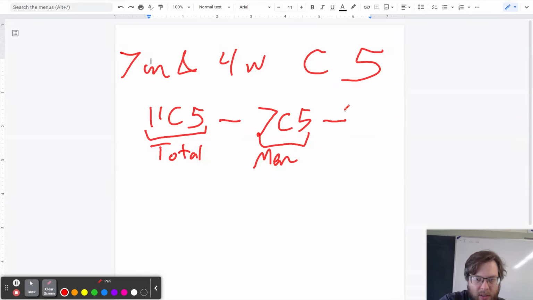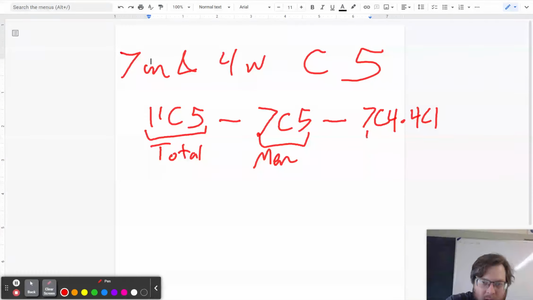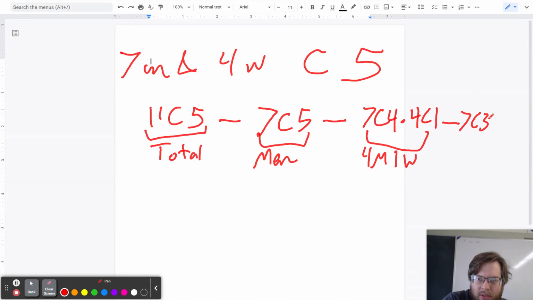So let's subtract the ways that there are 4 men and 1 woman, because we already did 5 men. Okay, so 4 men would be 7 choose 4, and 1 woman would be 4 choose 1. So that's a 4 man, 1 woman. Same idea here, minus 7 choose 3 times 4 choose 2, because that makes 3 men and then 2 women, and then all of the other committees would have all the requirements there.